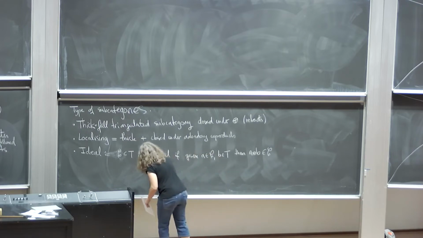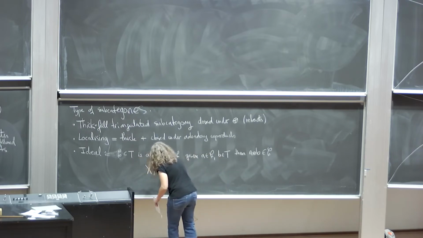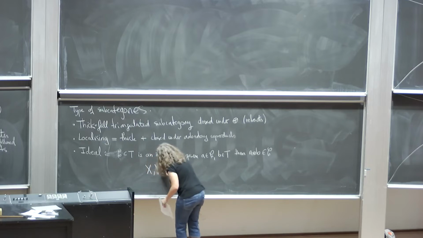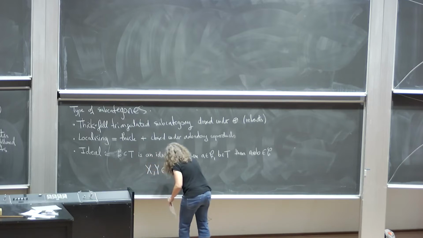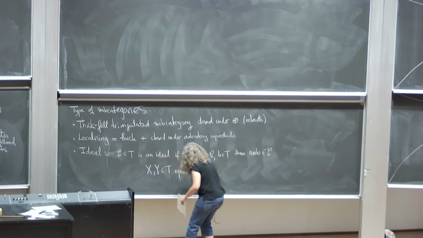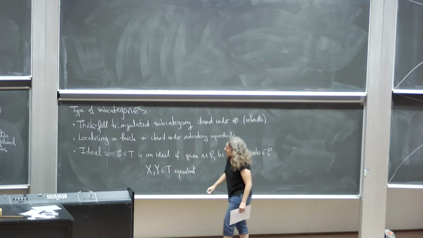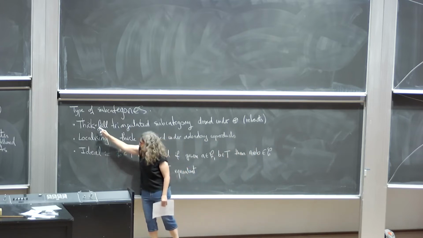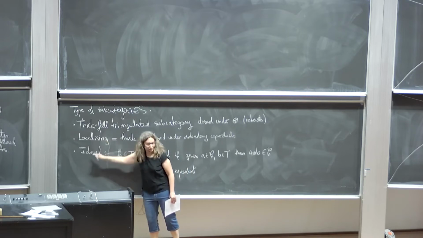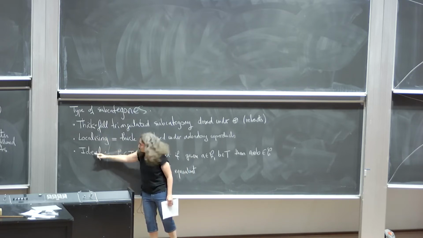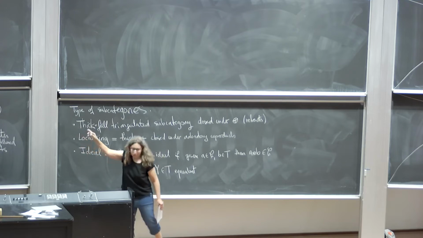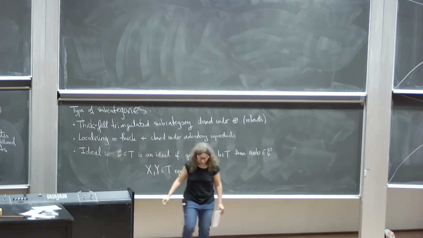So we say that X and Y are equivalent, and classifying, we'll classify thick tensor ideals. And by classifying thick tensor ideals, then I will say why ideal does not show up in this previous context. Yeah?